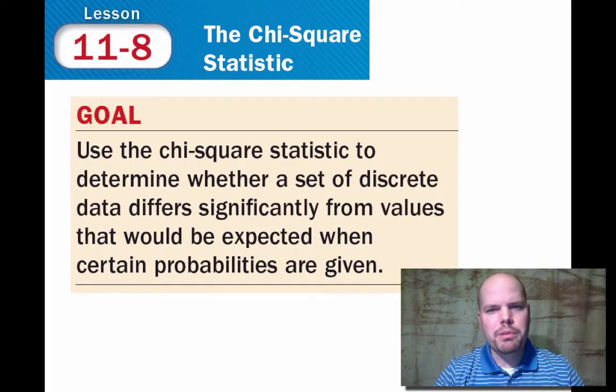In lesson 11.8 we'll be looking at the chi-square statistic. Our goal will be to use the chi-square statistic to determine whether a set of discrete data differs significantly from values that would be expected when certain probabilities are given.